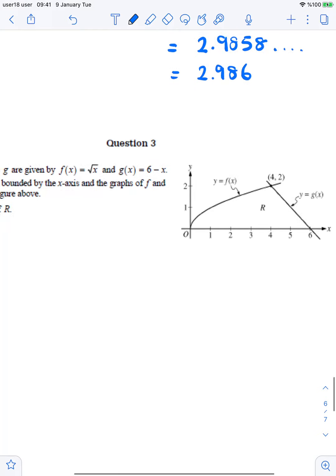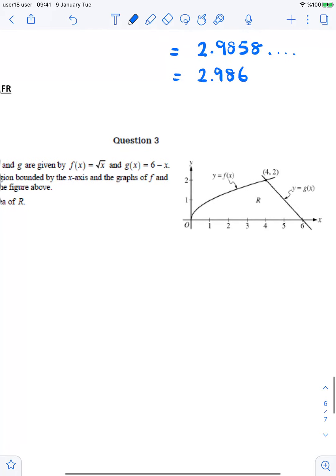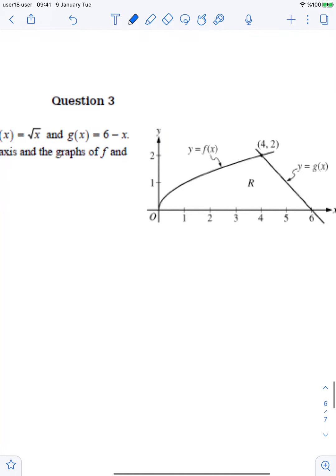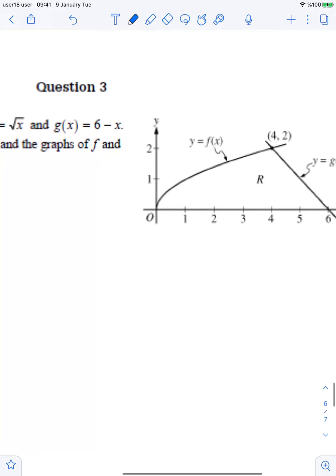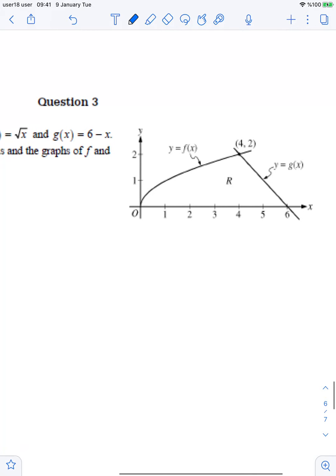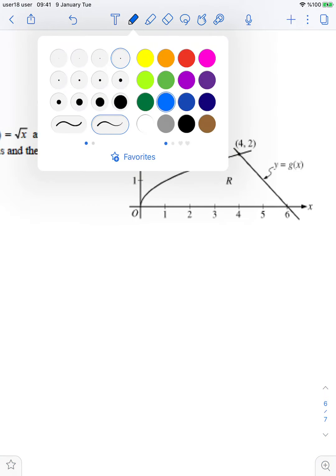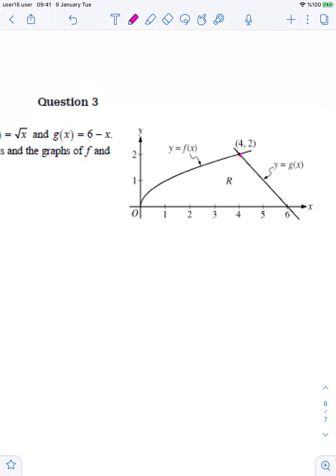So finally, a very similar problem. You again will notice that we've got f of x, which is y equals root x, and g of x is 6 minus x. The first thing we have to do in this question is to find the area, and we're told that they actually intersect at the point (4, 2).